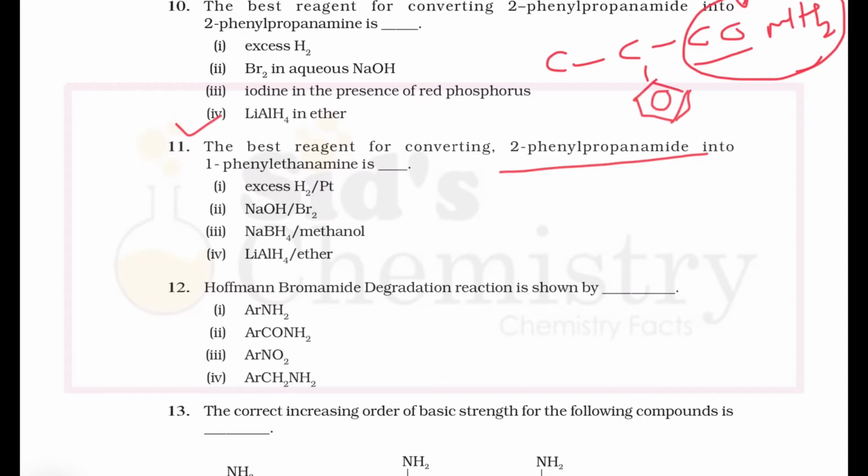Such a reaction of removing the CONH2 group from the compound is shown by the Hofmann bromamide degradation reaction. So reagents like NaOH-Br2 are the reagents of the Hofmann bromamide degradation reaction. So the correct answer is option number 2, that is NaOH-Br2.